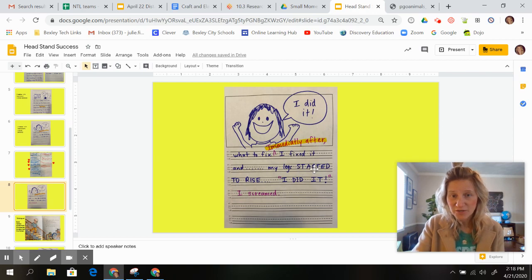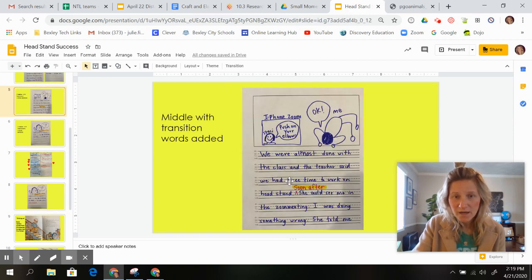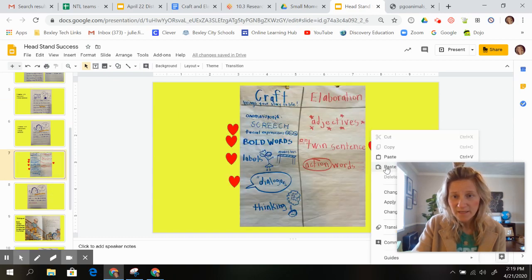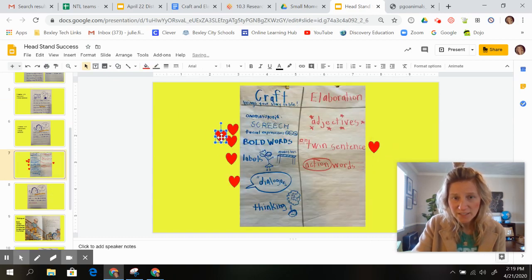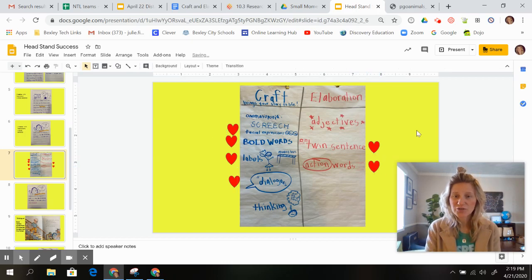Fixed is an action word. Started is an action word. Screamed is an action word. See is an action word. Told is an action word. So I've got lots of verbs in my story. So I can also put a heart by action words. So do I have 2 hearts on each side of my craft and elaboration poster? Yes, I do. That means I'm in good shape.